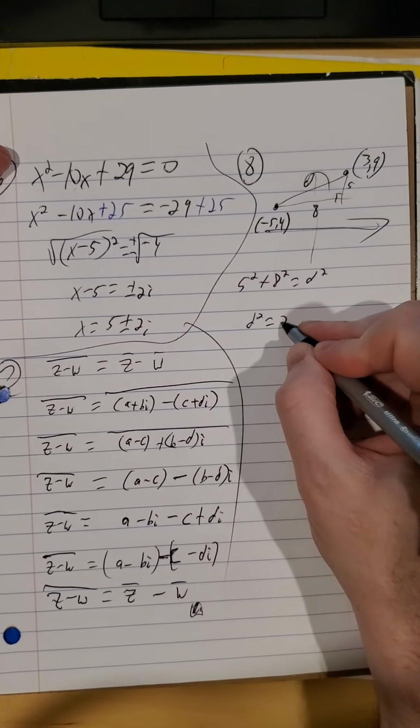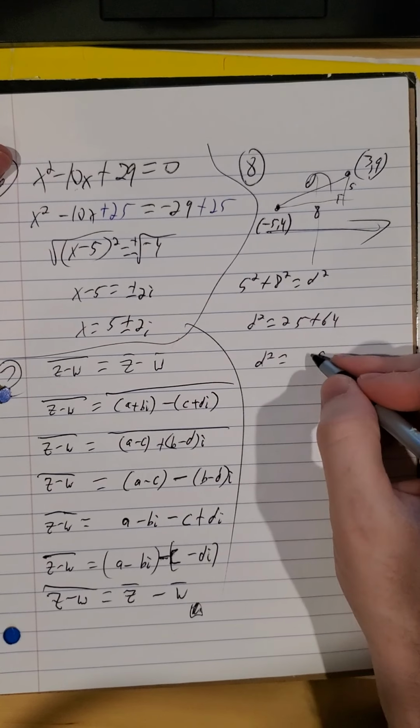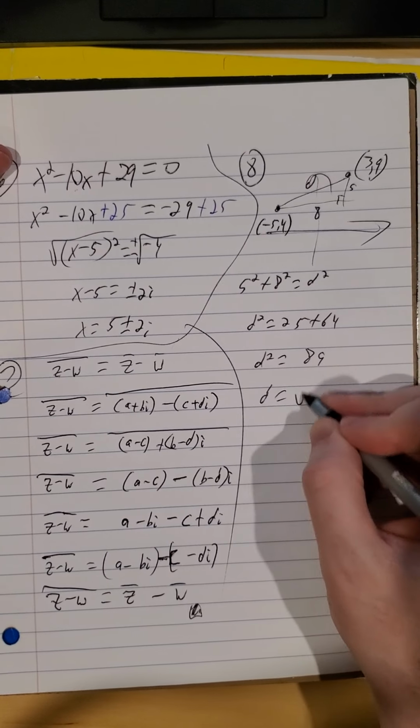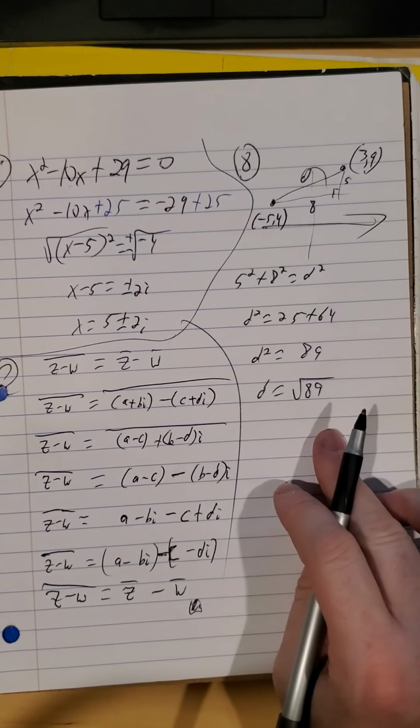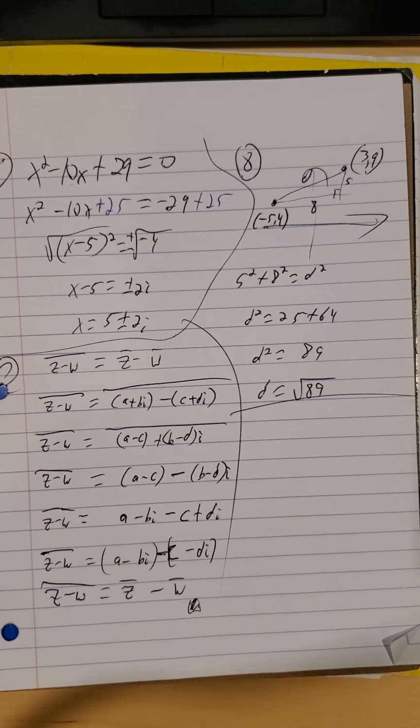So 5 squared plus 8 squared is distance squared. So distance squared is 25 plus 64. So d squared is worth 89, so our distance is root 89. 89 did not have any non-trivial perfect square factors, so that's as far as we went.